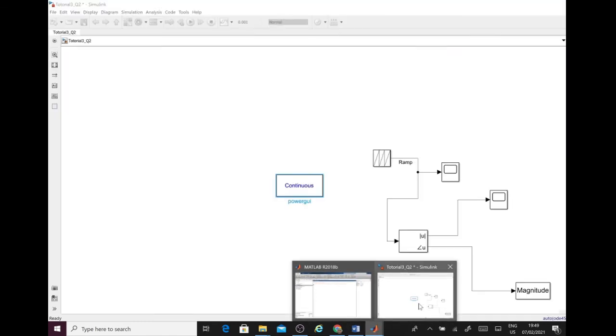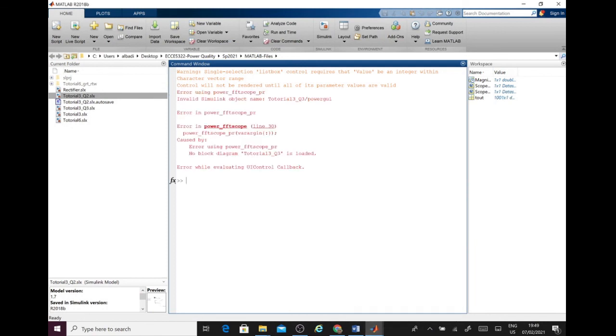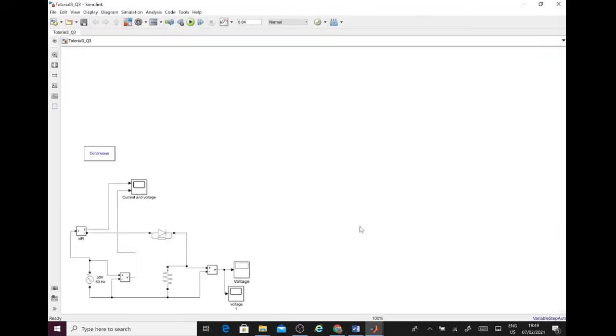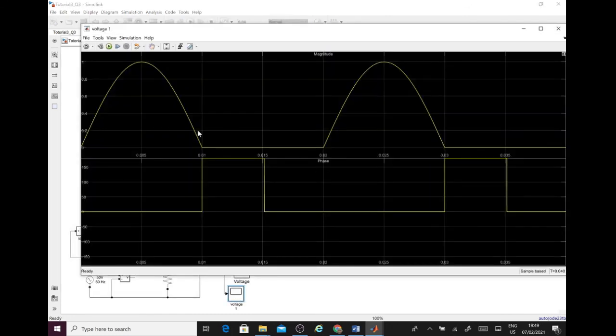So this is MATLAB, and let me open the file. Okay, call it tutorial question number 3. Well, how I created that signal, actually I used a sinusoidal voltage source, then I made a rectification. So now let me show you how the waveform would look like. So you see that it looks like a sinusoid but without the negative side.